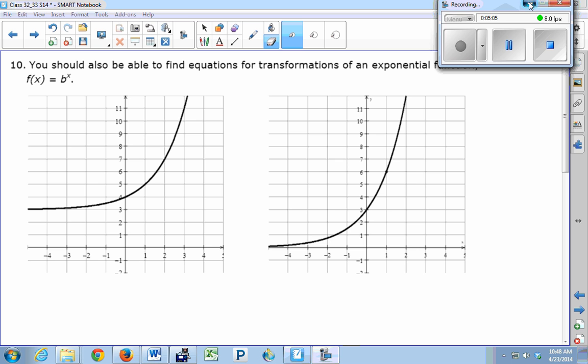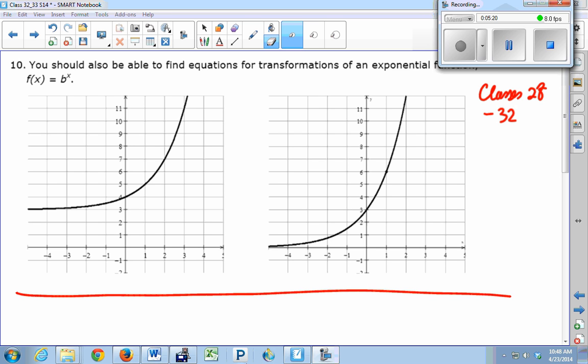So your quiz on Friday will be on classes 28 through 32. And now remember, this set of lecture notes is 32 and 33. So it goes right up to this problem right here. This is where we stop for the quiz. Everything else after this will not be on the quiz. So we stop right here from 28.